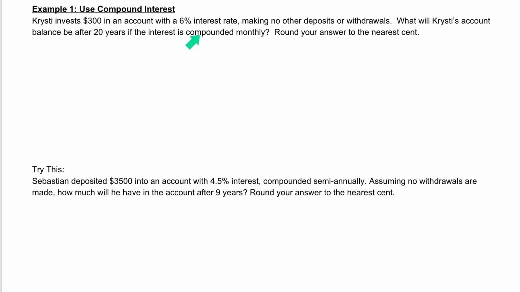Since we're compounding it monthly, we have a compound interest formula, which means we're looking to use the formula A equals P times (1 plus R over N) raised to the N times T. And that's explained in that box above. Then what we're going to do is list down what everything is.